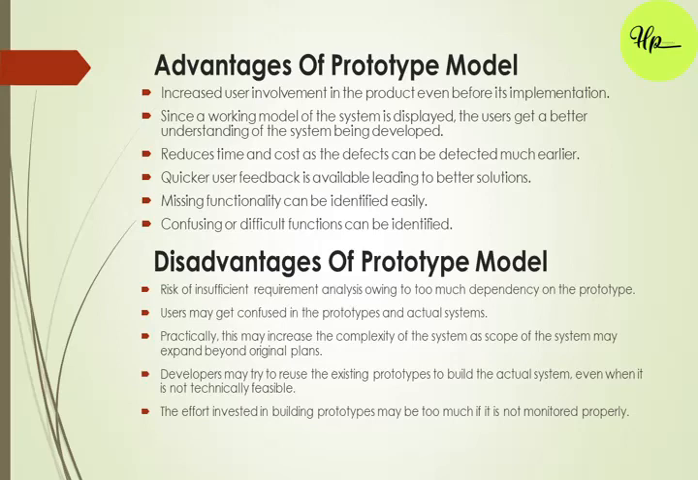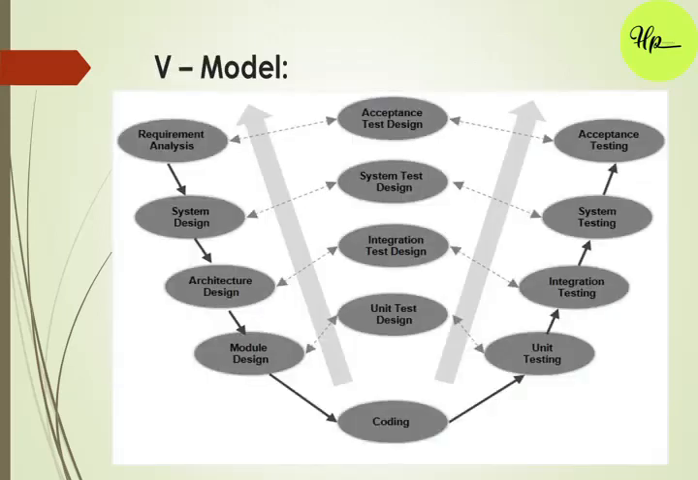And our last model in SDLC is the V model. The V model is an SDLC model where execution of processes happens in a sequential manner in a V shape. It is also known as the verification and validation model. The V model is an extension of the waterfall model and is based on the association of a testing phase for each corresponding development stage. The following illustration depicts the different phases in a V model of the SDLC.